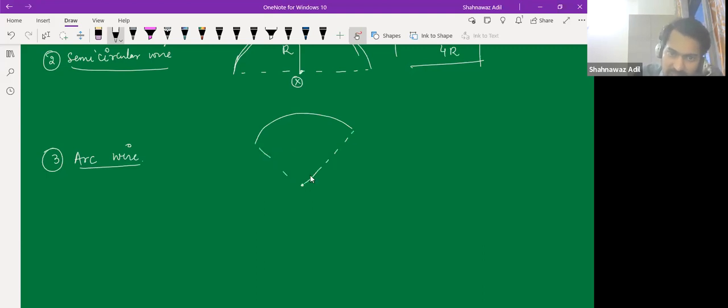So let's say this is making an angle theta. The current is flowing like this, and I take a small line element dl. The current is flowing tangentially. This is perpendicular, right? So if I use the Biot-Savart law, that would be I dl sine theta, divided.